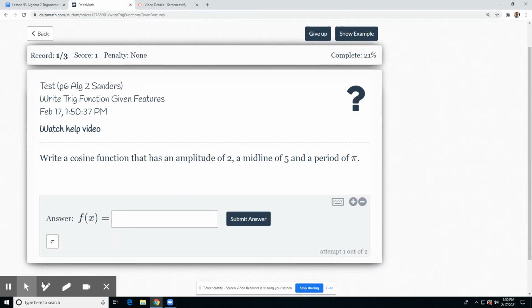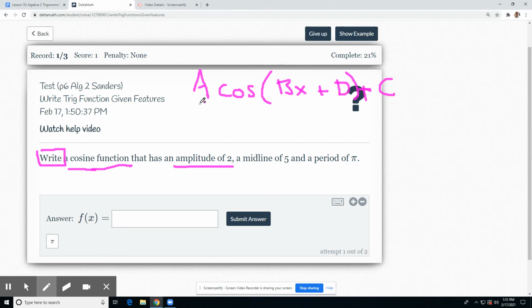All right, so I'll go ahead and start off with we are doing a cosine function again. So a cosine of b times x plus d, plus c. C is the y phase shift, D is the x phase shift, B helps us with the period, A is the amplitude. So we're asked to write a cosine function that has an amplitude of 2, midline of 5, and period of pi. So do you remember the period equation?